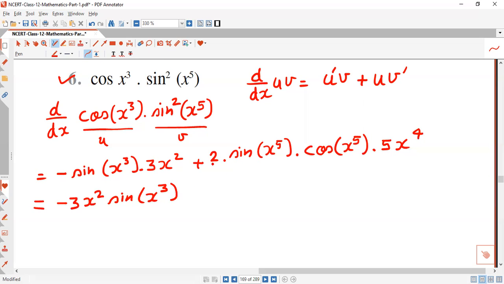Plus, say the sign. The sign here is plus, there is no minus. 2 is a real number and 5 is a real number. 2 into 5 comes out 10. x raised to 4, we write the algebra first, then we write the trigonometric function: sin x raised to 5 and cos x raised to 5.